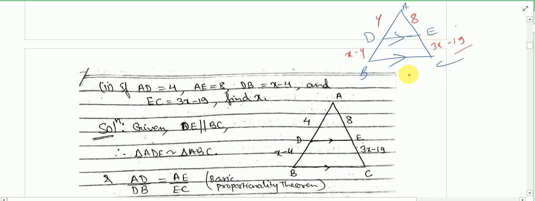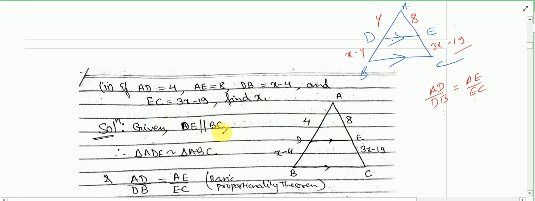Okay, what do they want you to find? They want you to find x. Now as DE is parallel to BC, by BPT we will have AD upon DB is equal to AE upon EC. You know each value. Okay, substitute, simplify, and you will get the value for x. Okay, so the solution is done over here.